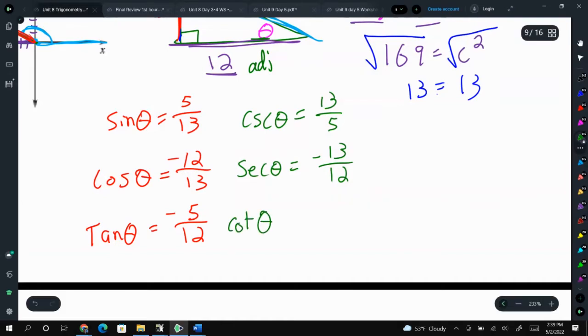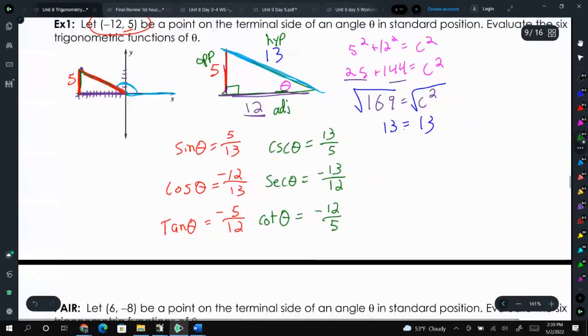And cotangent is going to be negative 12 over 5. And those are your 6 trig functions. So we've done this before. We're just adding some different terminology with this.